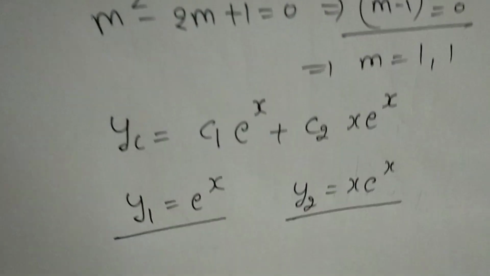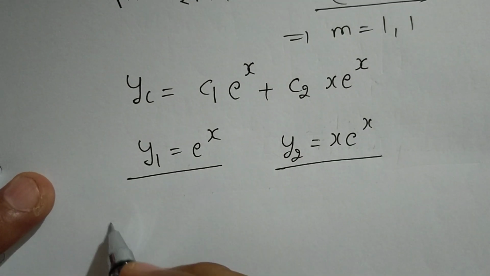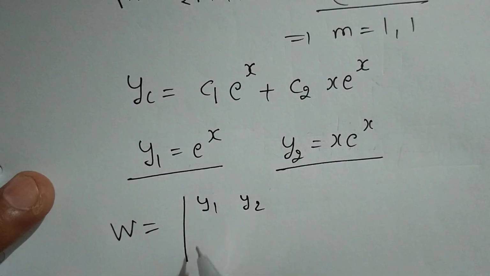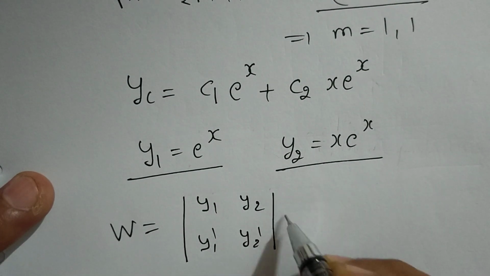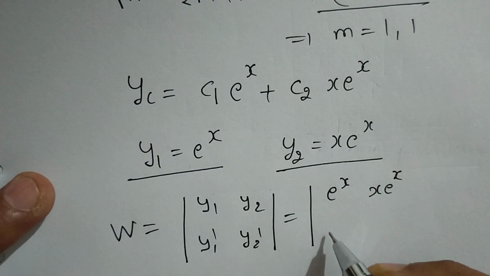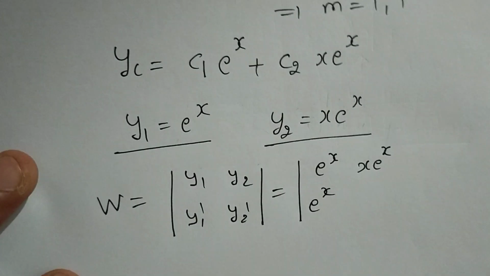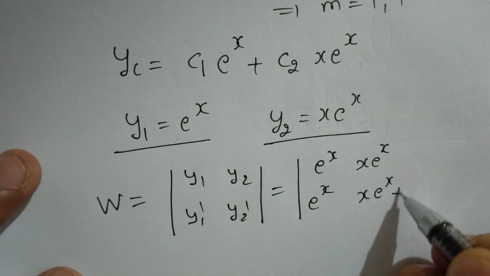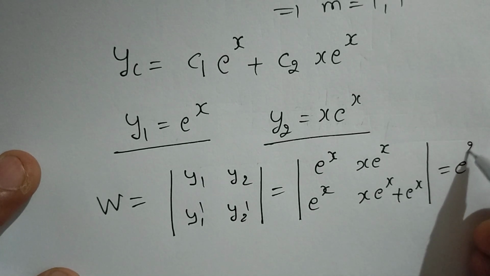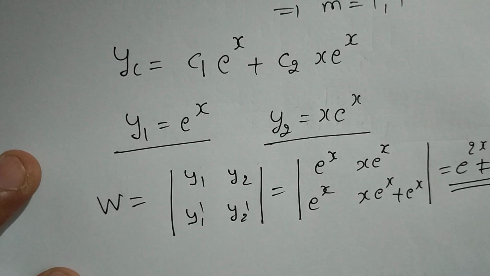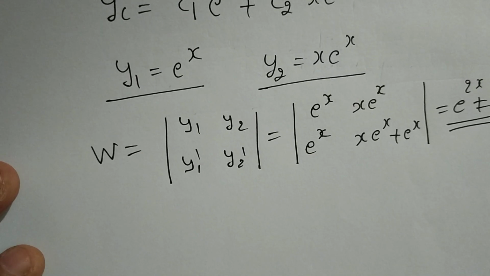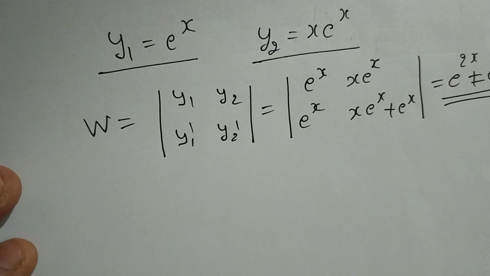For the particular integral, let us first find the Wronskian. So the Wronskian will be the determinant of y1, y2, y1 dash, y2 dash. So this equals e power x, x e power x, and the differentiation will be e power x, and x e power x plus e power x. So this determinant is e power 2x. So this is non-zero. So here the Wronskian is non-zero, so we can apply the formula for the particular integral.